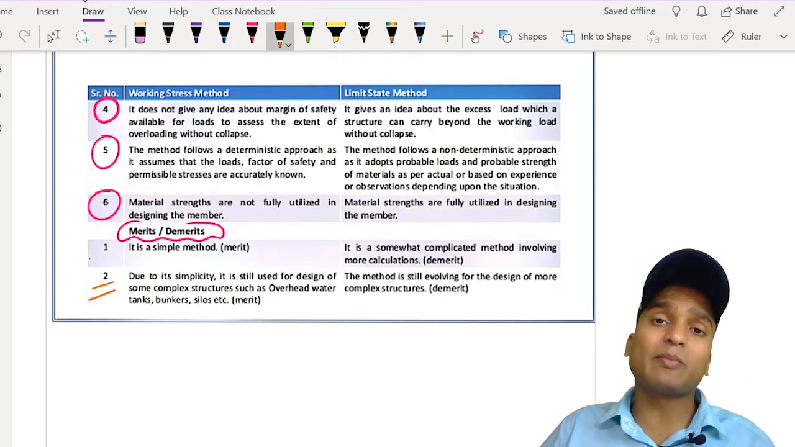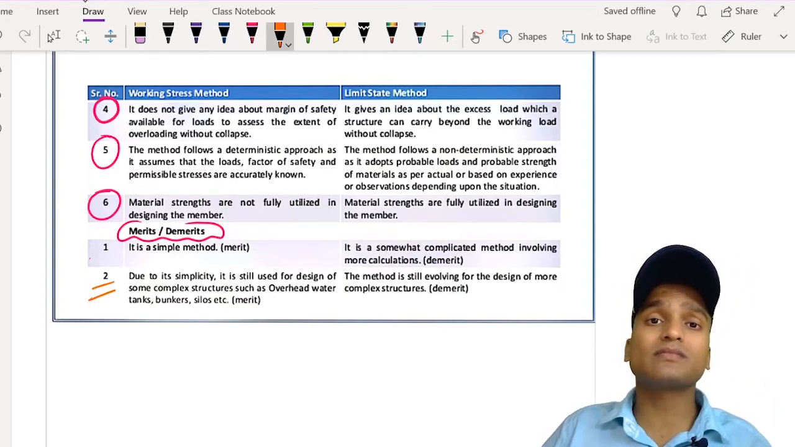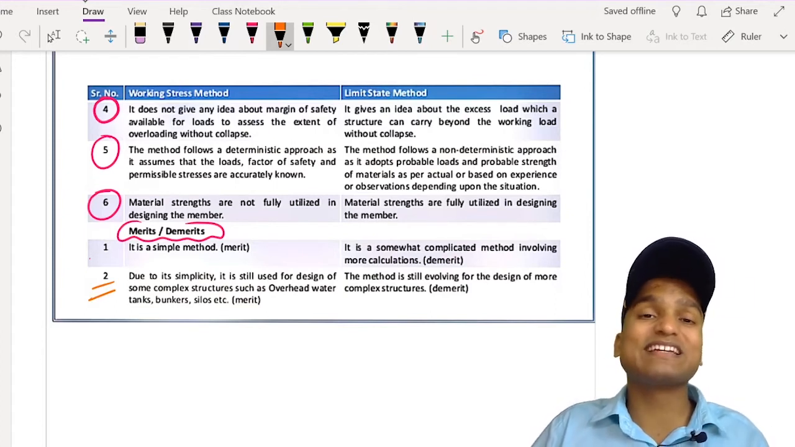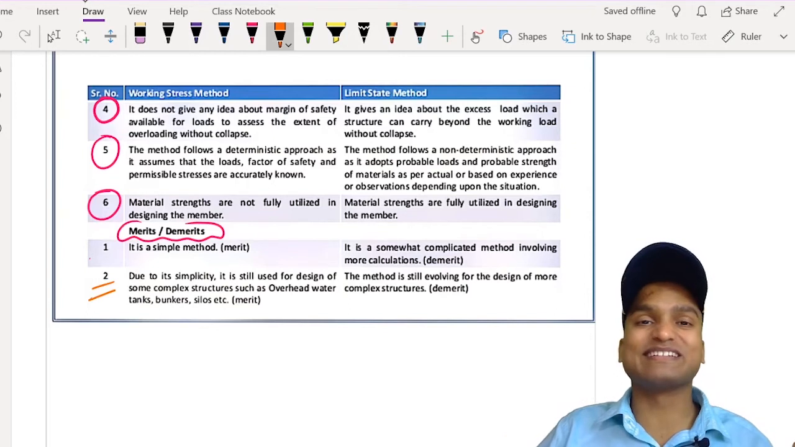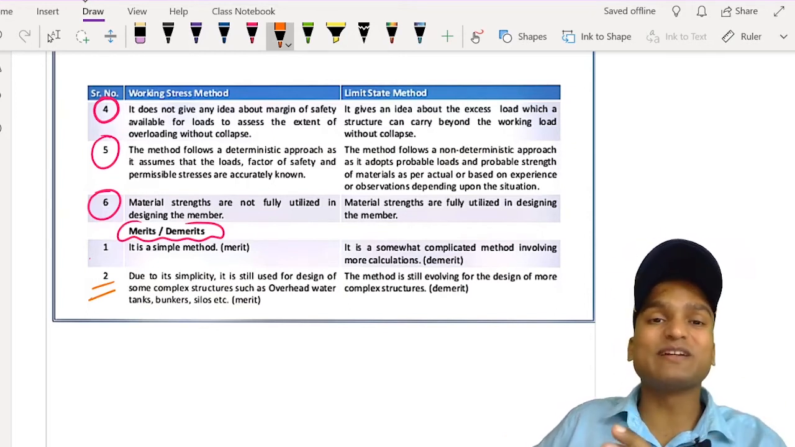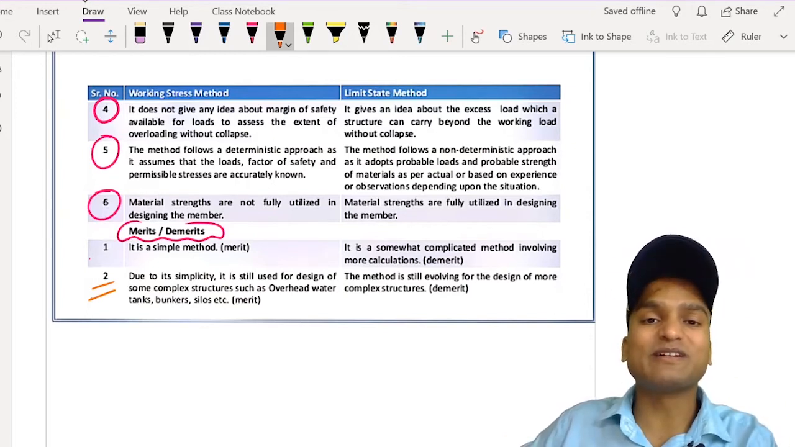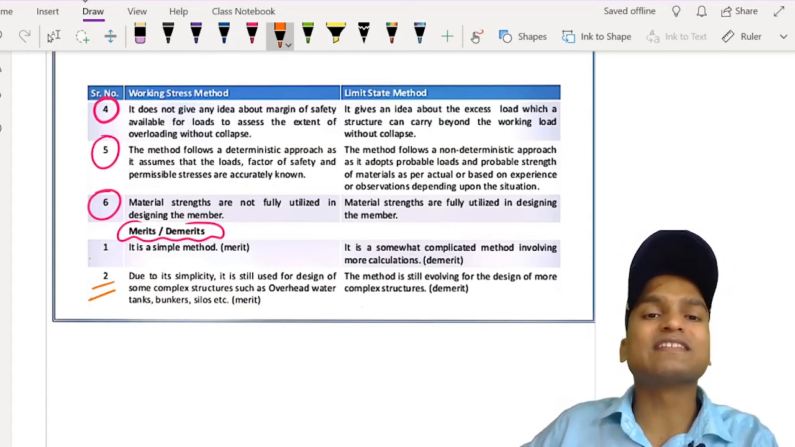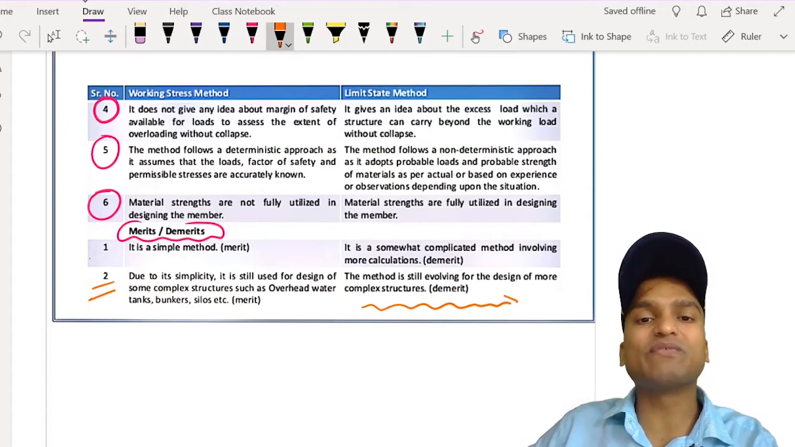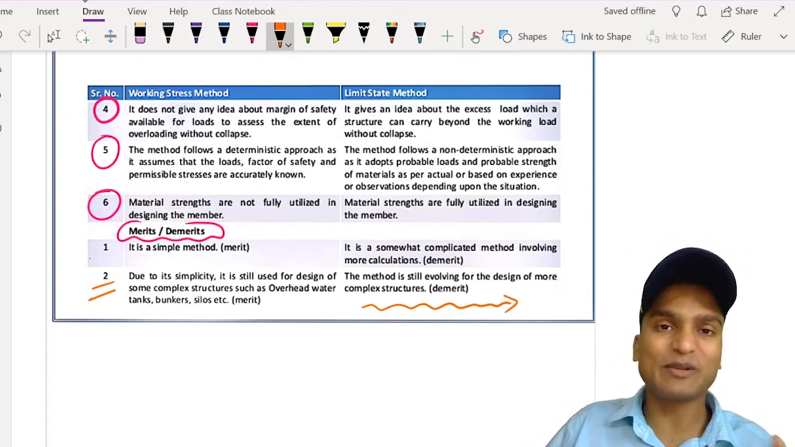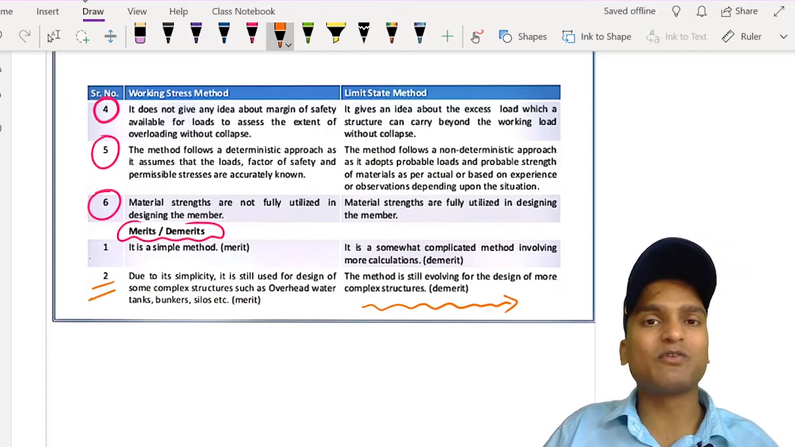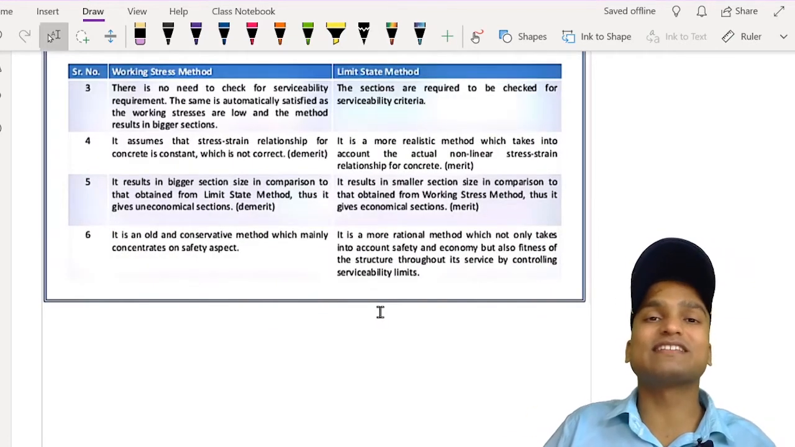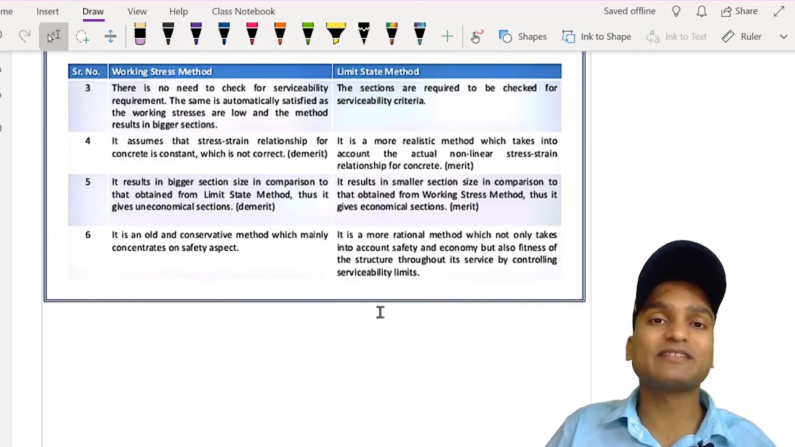But if we apply limit state method in those cases, we are not even sure that we will reach the results or not, because the calculation is so complicated. So that's why we prefer limit state method to be applied for simple structures only. But of course this limit state method is slowly evolving for the design of even complex structures with the help of advanced computer softwares.